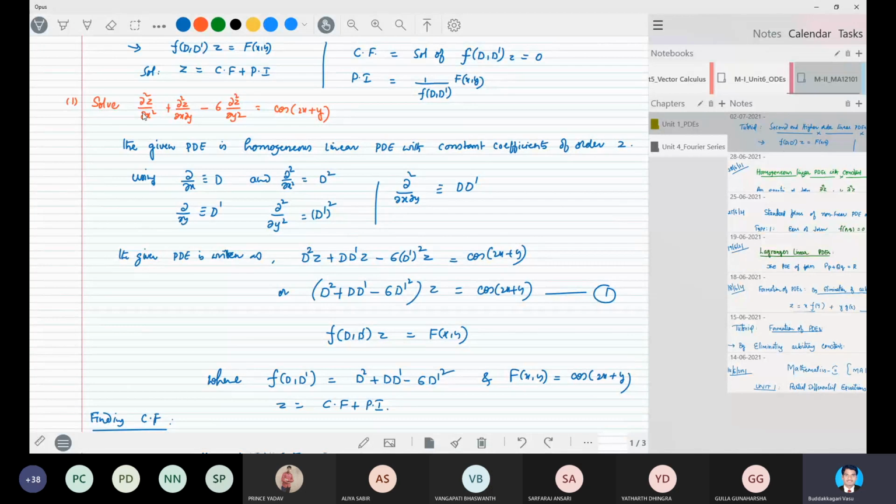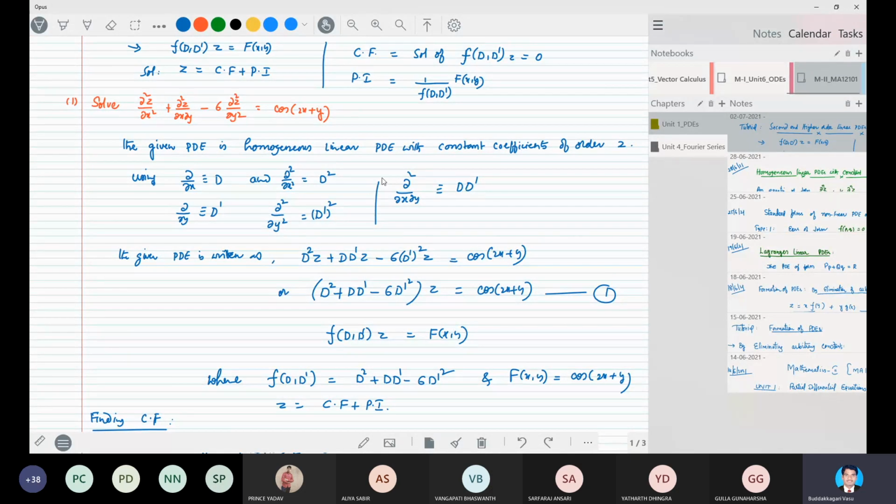Solve ∂²z/∂x² + ∂²z/∂x∂y − 6 ∂²z/∂y² = cos(2x + y). So it is a homogeneous linear PDE of order 2 with constant coefficients, right?